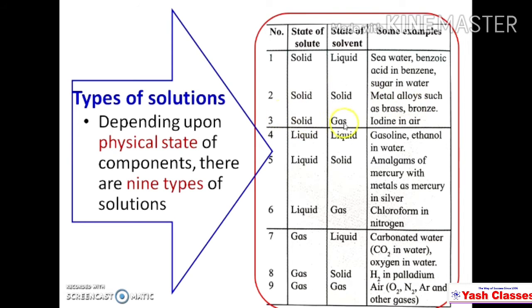Third type is solid in gas. Here solute is a solid and solvent is a gas. Example: iodine vapors or iodine in air. Here iodine is a solid, and air, of course, is a gas. And so iodine vapor is a solid in gas type of solution.